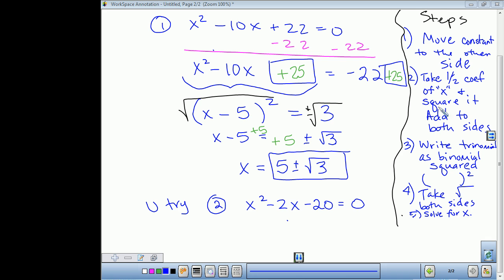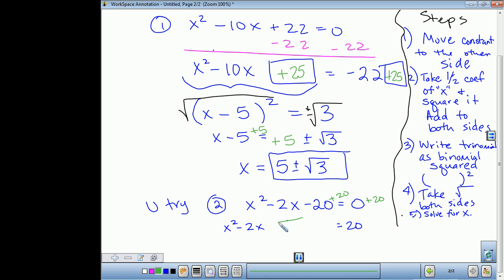Alright, so these were our steps we just talked about, and I'm going to go through this kind of slow again. So the first thing we do every time is move the constant to the other side. So we're going to add 20 to both sides. So here we get x squared minus 2x equals 20.